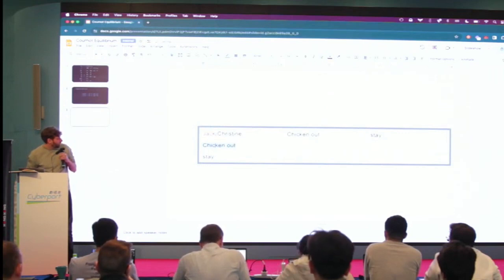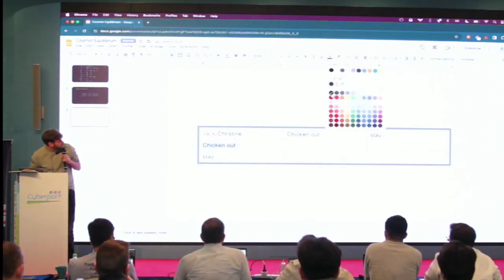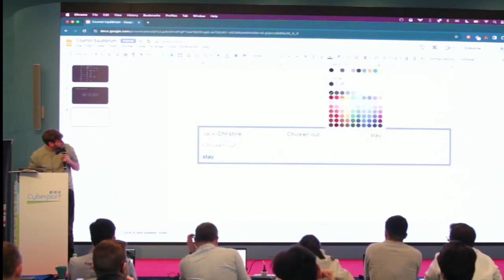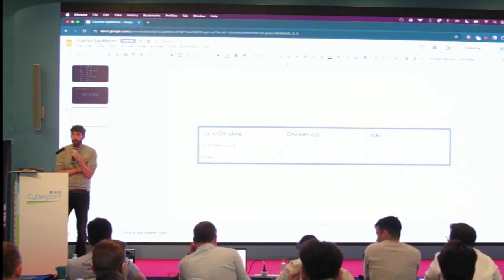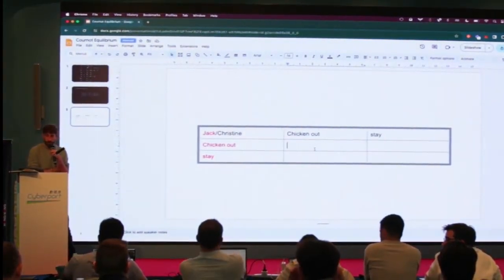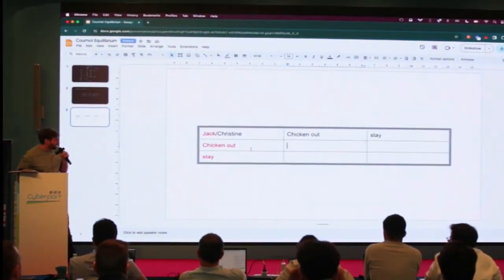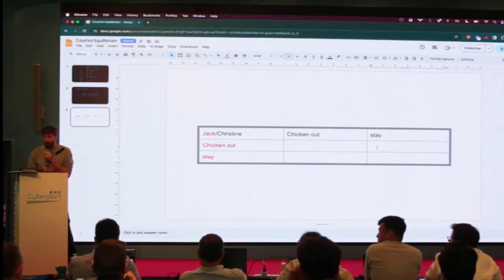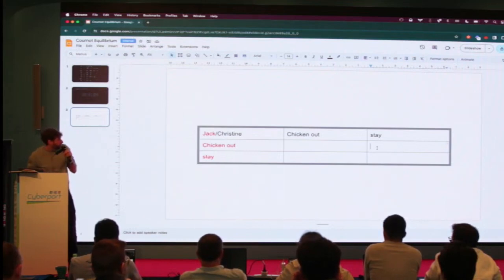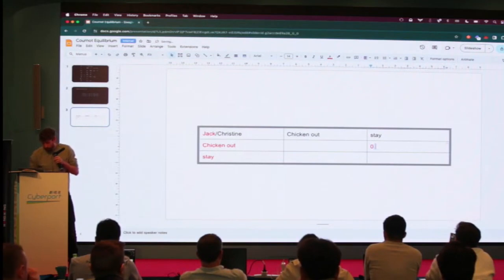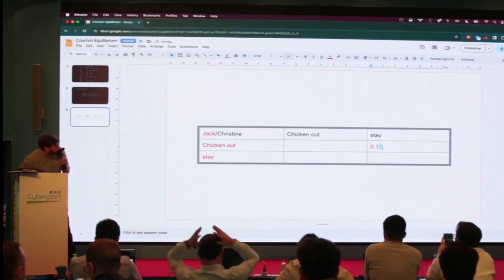Okay. Can you give me the payouts? With Jack having the first payout, please. If Jack chickens out and Christine stays, he loses the game. So if Jack chickens out and Christine stays, we are here, right? Yeah, he loses the game. Let's go for 0 for Jack. And one for Christine, is that red? Yeah.